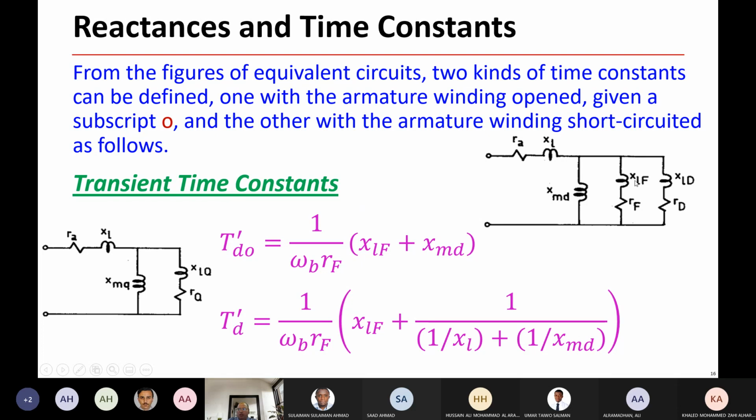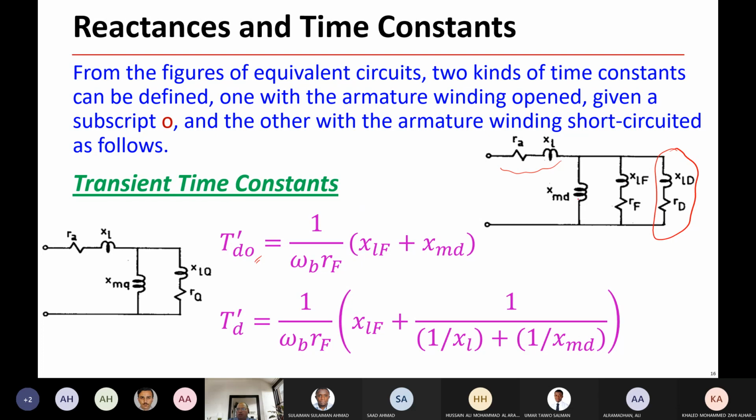So for the field winding, it is the equivalent here, and this is a transient. So this winding has no effect. So what you have here is XLF in series with this. This is open circuit. But this will not play any role, and this also will not play any role.